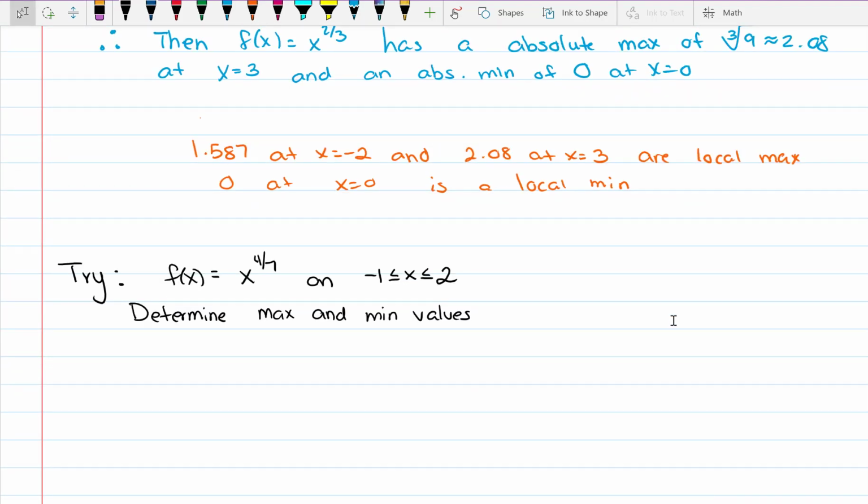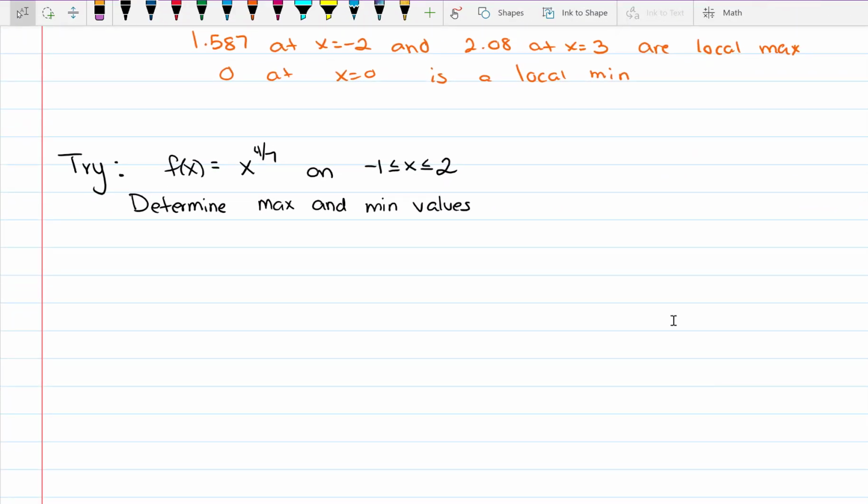Okay, so now what I want you to do is I want you to try f of x equals x to the 4/7 on the interval -1 to 2, and I want you to determine the max and min values, both absolute and local. So go ahead right now, take a minute, and try this out. Okay, so now that you've tried it out, let's see what we get. So we have that f of x is equal to x to the 4/7. So f prime of x is equal to 4/7 x to the negative 3/7, which I'm going to write as 4 divided by 7 to the 7th root of x cubed.